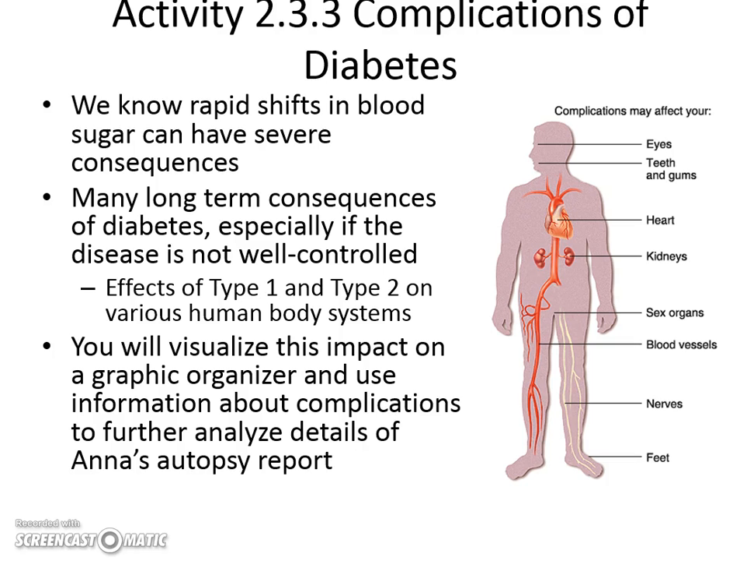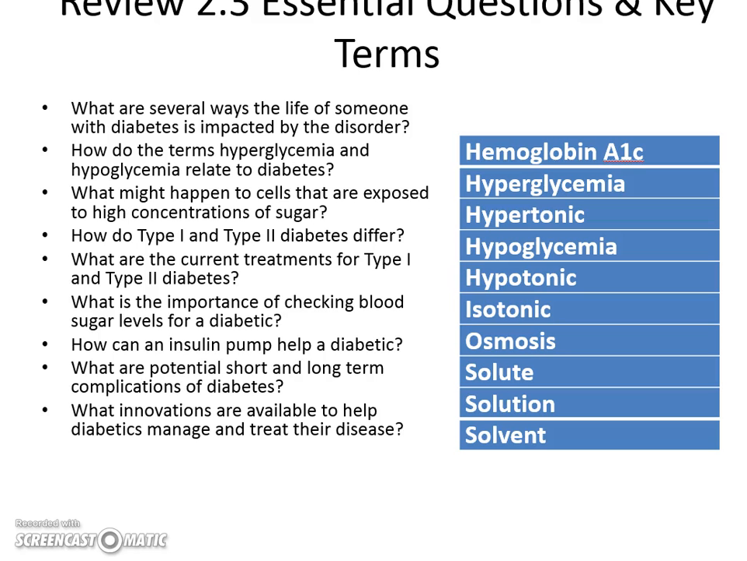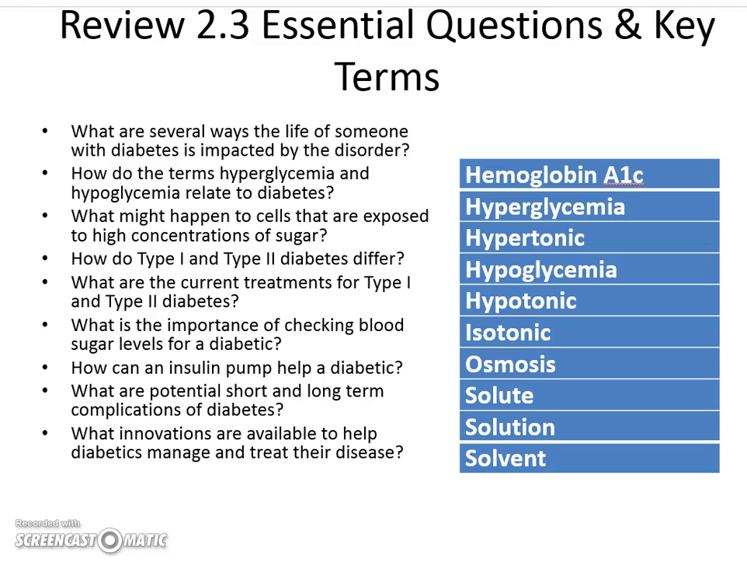After we're done with activity 2.3.2, where we're going to go from here is we're going to look at different complications that diabetes can have on the body. You're going to do some research. You're going to look at those effects, create a little graphic organizer for yourself, and make sure that you're, again, familiar with these key terms and essential questions when it comes to activity 2.3.